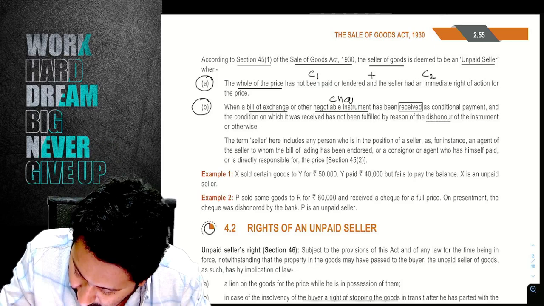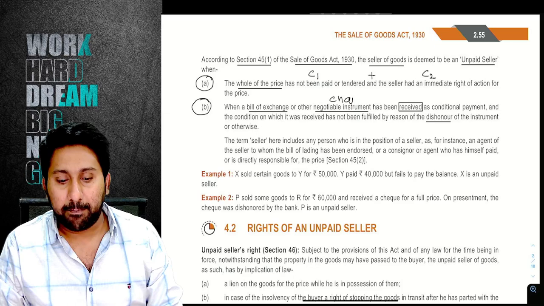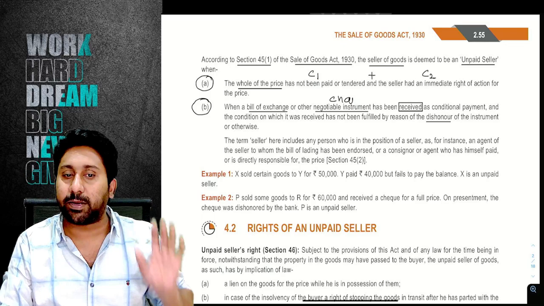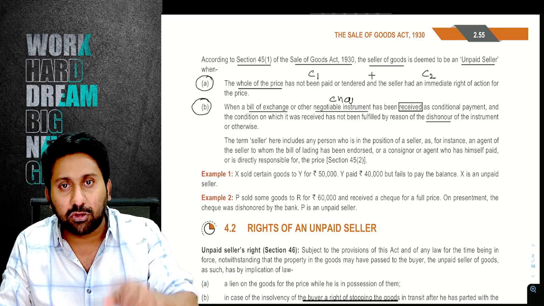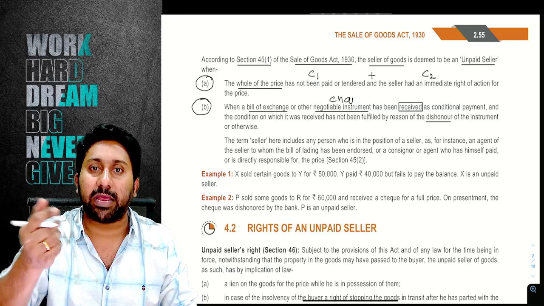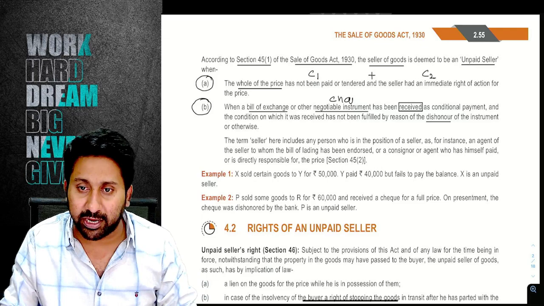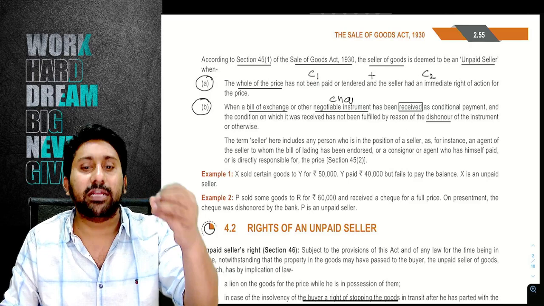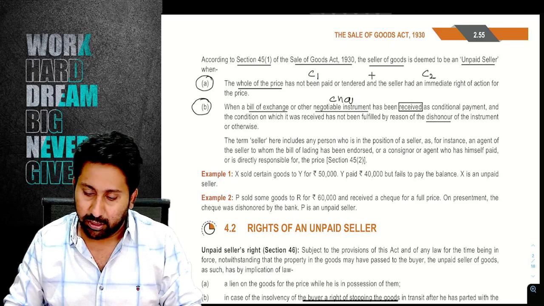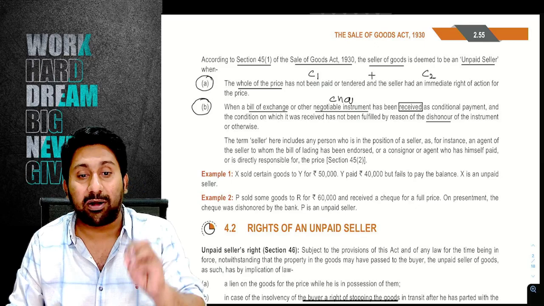That means you promise that you will buy the goods. Payment will be made in the form of a negotiable instrument. On that condition, you purchase the goods. The buyer issued a negotiable instrument, and that negotiable instrument has been dishonored, because of lack of money or because of death of the party issuing it. Due to so many reasons under the Negotiable Instruments Act, that check or bill has been dishonored. So in such a case, the buyer will be called a defaulted buyer. The seller will be called an unpaid seller.